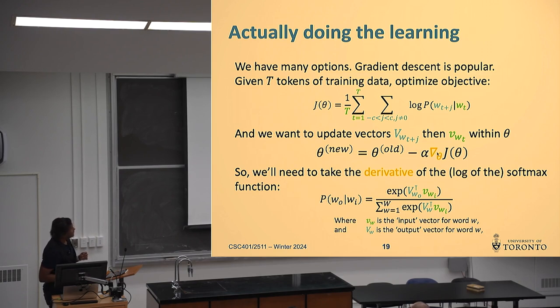In order to do that, we need to take the derivative of our objective function. If you recall, the probability of the output word given the input word requires a softmax function. On the bottom you have the softmax function, and we need to take the derivative of this term over here. How we do it is the question.